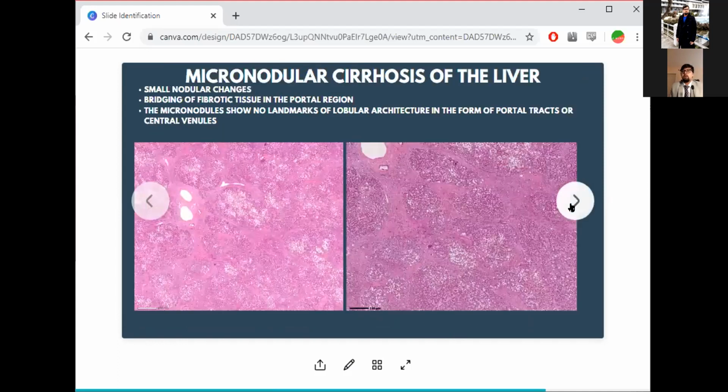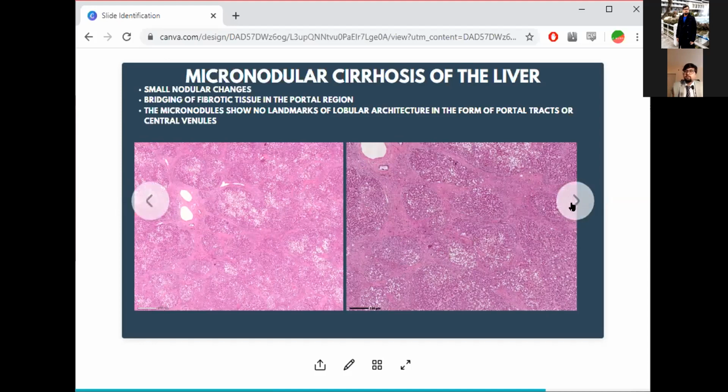Then we went to micronodular cirrhosis, where we looked at the shape of the hepatic nodules, right? We also looked at whether there are thin bridges of fibrotic tissue, which you can see here, right? We saw that all of these micronodules also had a lot of fatty changes, right? And the best way to define this is that there was a change in lobular architecture.